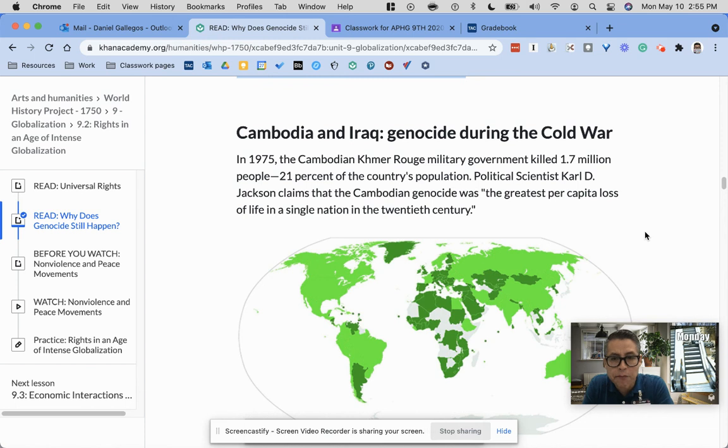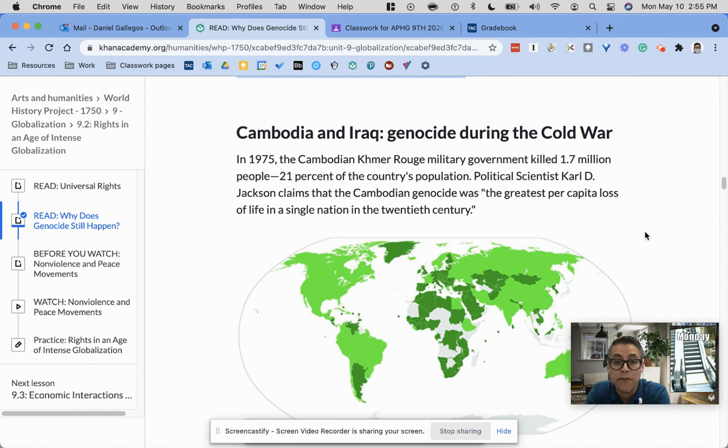So, Cambodia and Iraq, genocide during the Cold War. By the way, sometimes I like to take headings like this and make questions out of them, especially if I have an assignment about a question. Like this would be a great question to put there, right? What was the Cambodia and Iraq genocide like? Why was it during the Cold War? Or what happened in Cambodia and Iraq? Something like that. You know what I mean? That way I kind of prime my brain for what's coming in the reading.